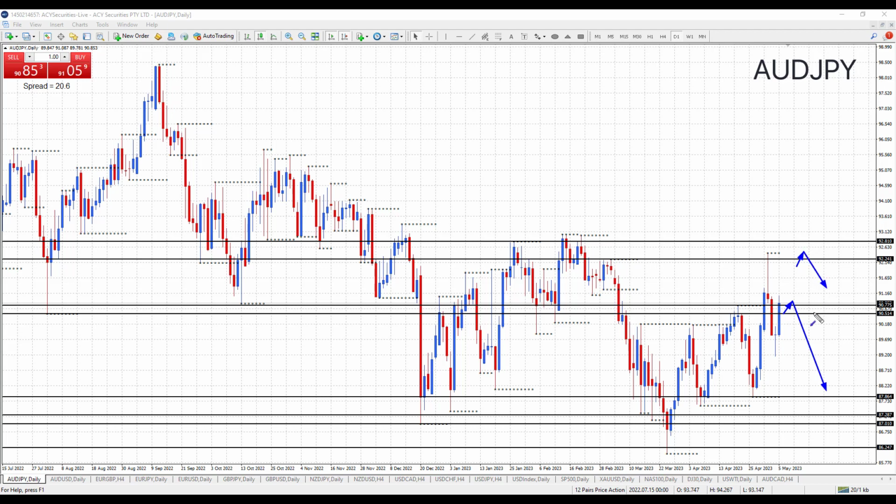Alright, so the start of the week I'm watching 90.51 to 90.77, just monitoring that area. Does price start to hold there, and do you start to see an intraday reversal at the start of the week?